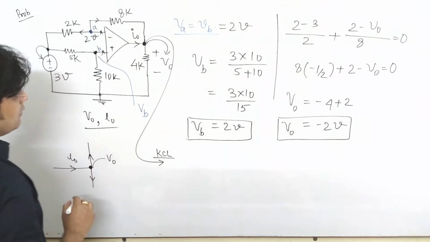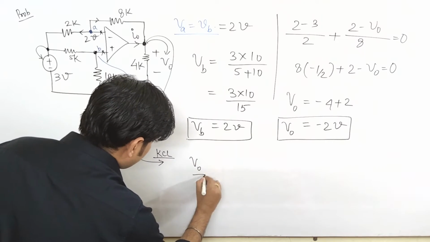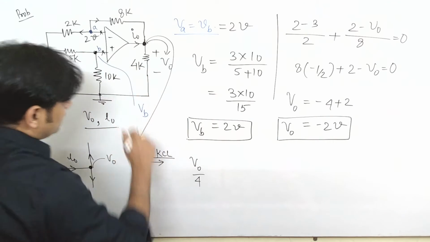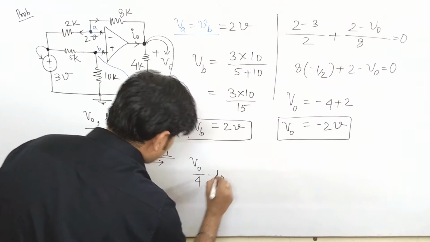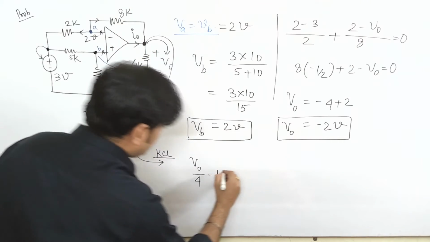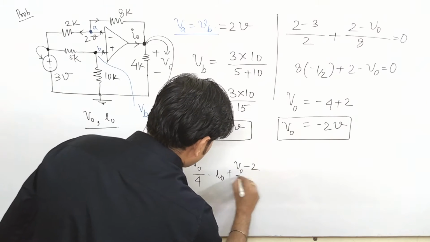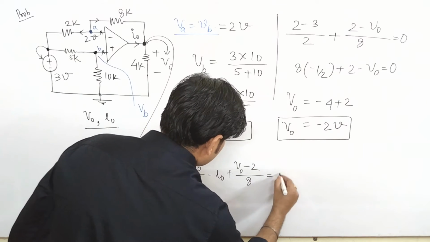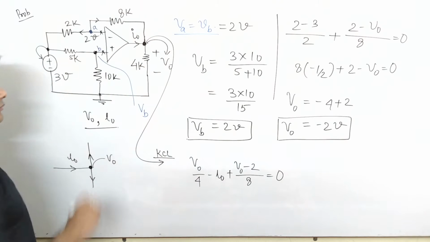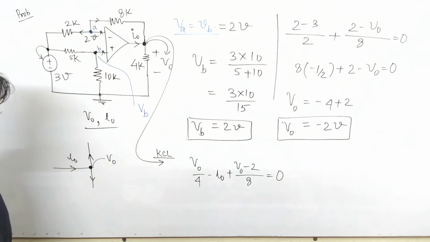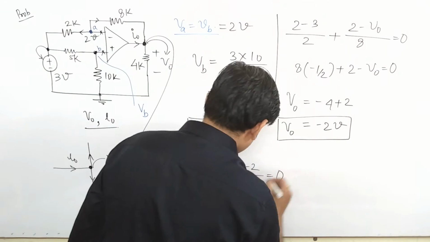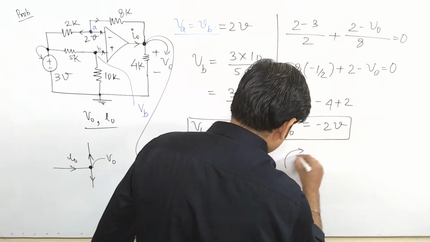So now see how it is. It is V naught upon 4, the current flowing here, minus I naught, the current which is coming towards the node, and V naught minus 2 upon 8 is the current which is flowing here. Yes, this is our simple equation. Now just multiply it by 8 and find the answer. So that comes to be how much?